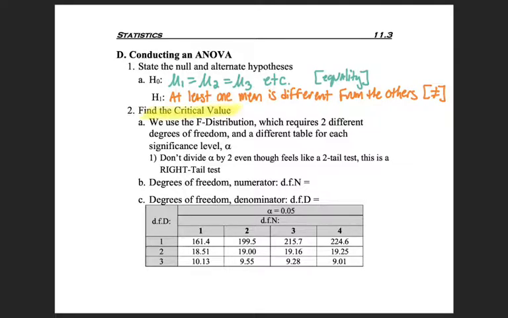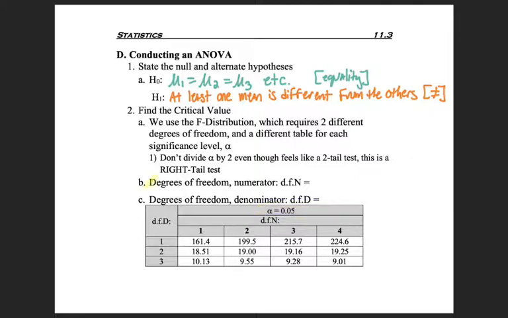Next, we need to find the critical value. And for this, we're going to use the F distribution, but new to us is we need 2 different degrees of freedom. So we need to understand that. And there's a different table for every alpha, for every significance level. Now with the t-table, there was just one giant table with some key values merged into one. That will not be the case. There will be multiple tables based on the significance level.